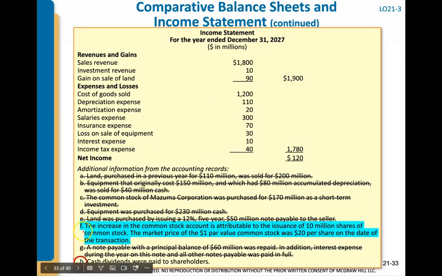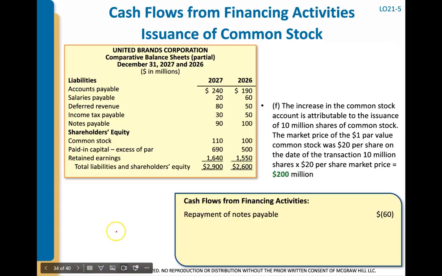Okay, let's move on. Item F. I just rewrote it right here. Item F. The increase in the common stock account is attributable to the issuance of 10 million shares of common stock. The market price of the $1 par value common stock was $20 per share on the date of the transaction.